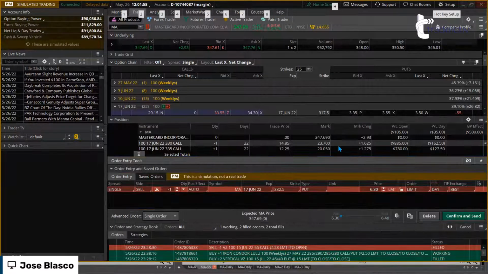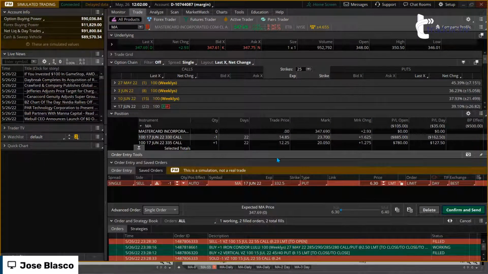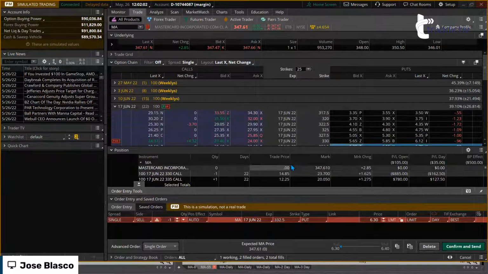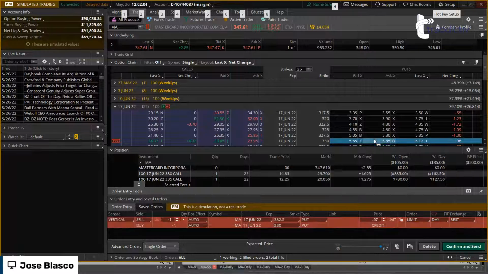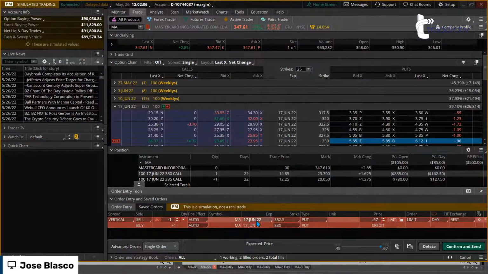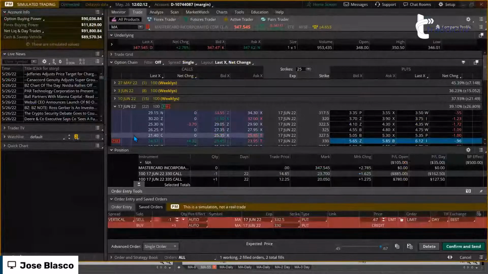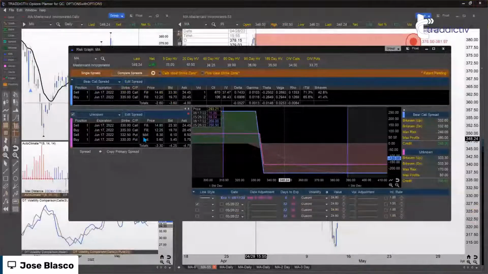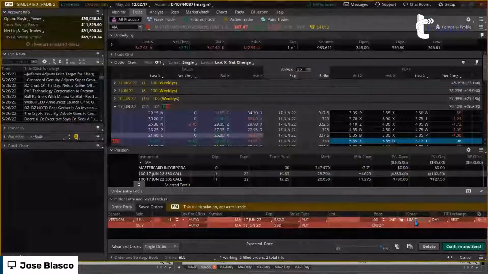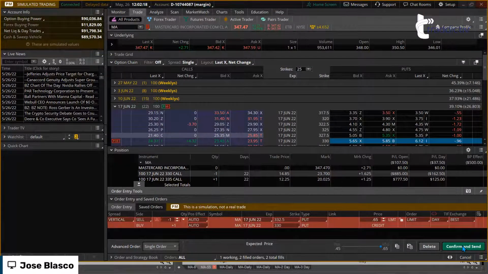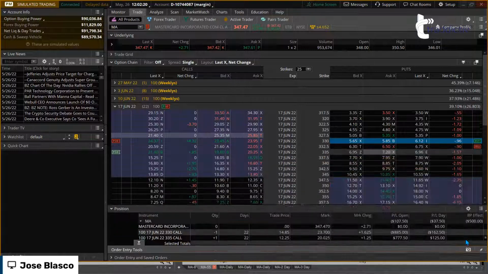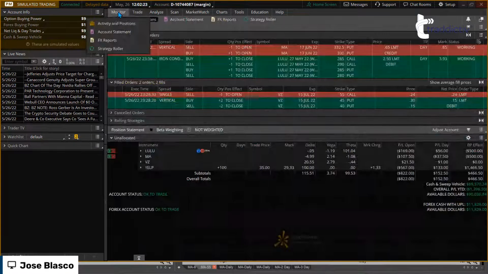And we're going to be looking at the 332.5 put to sell and the 330 put to buy. Okay, 332.5 to sell, 330 to buy. Let me confirm this is the case. Sell 332.5, buy 330. Yes, correct. So let's do it. I'm just gonna confirm and send because it's the top of the hour.